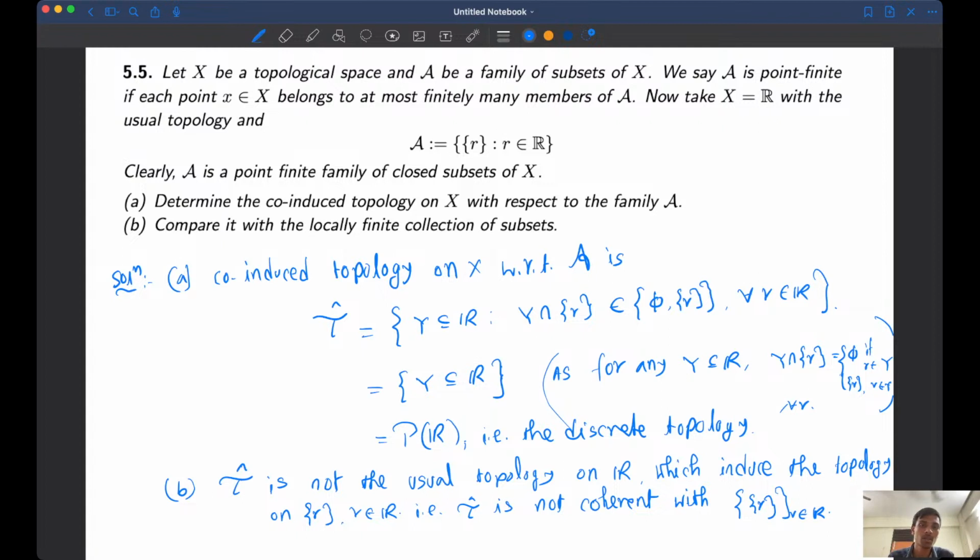Can you repeat that point? I missed it. Okay. I'm saying that instead of taking a point finite family, if you had started with a locally finite family of closed subsets, then the topology co-induced by that family is actually coherent with the topology that you started with on X. So coherent with the locally finite collection. So it works only for locally finite, not for point finite. Yes, a point finite family will not work.